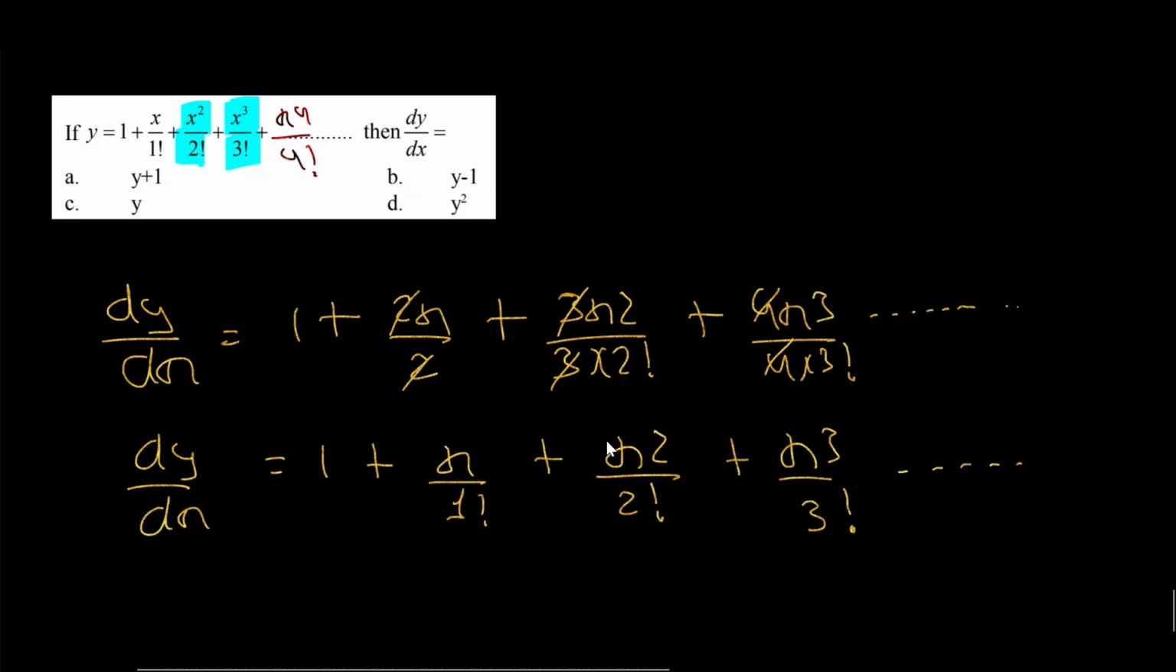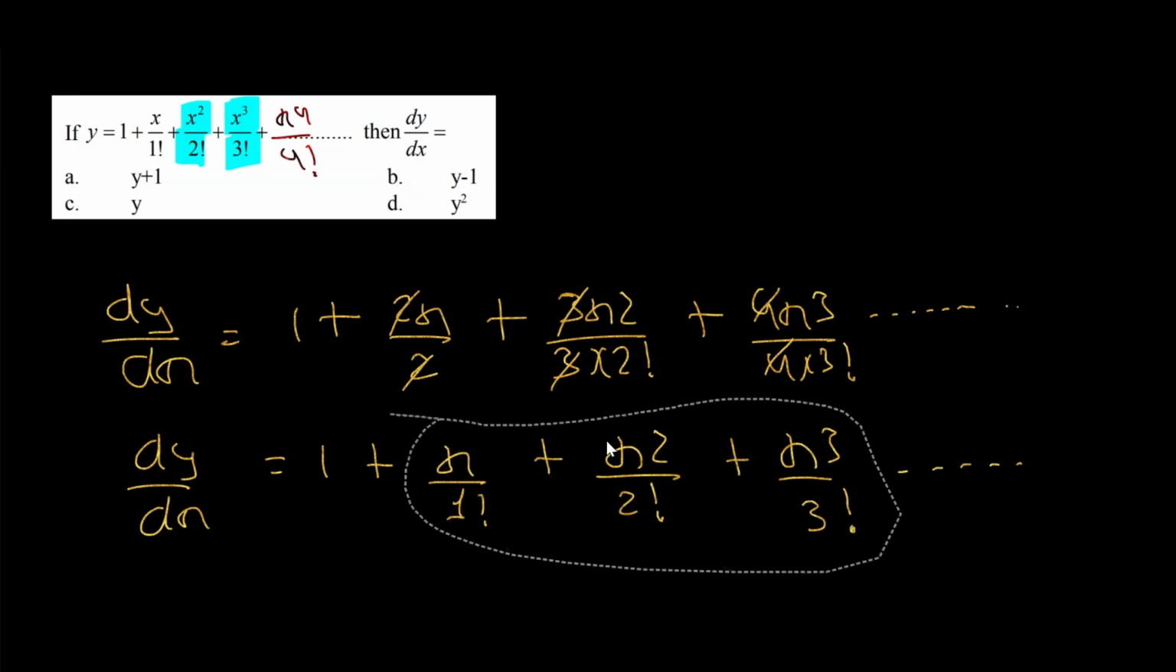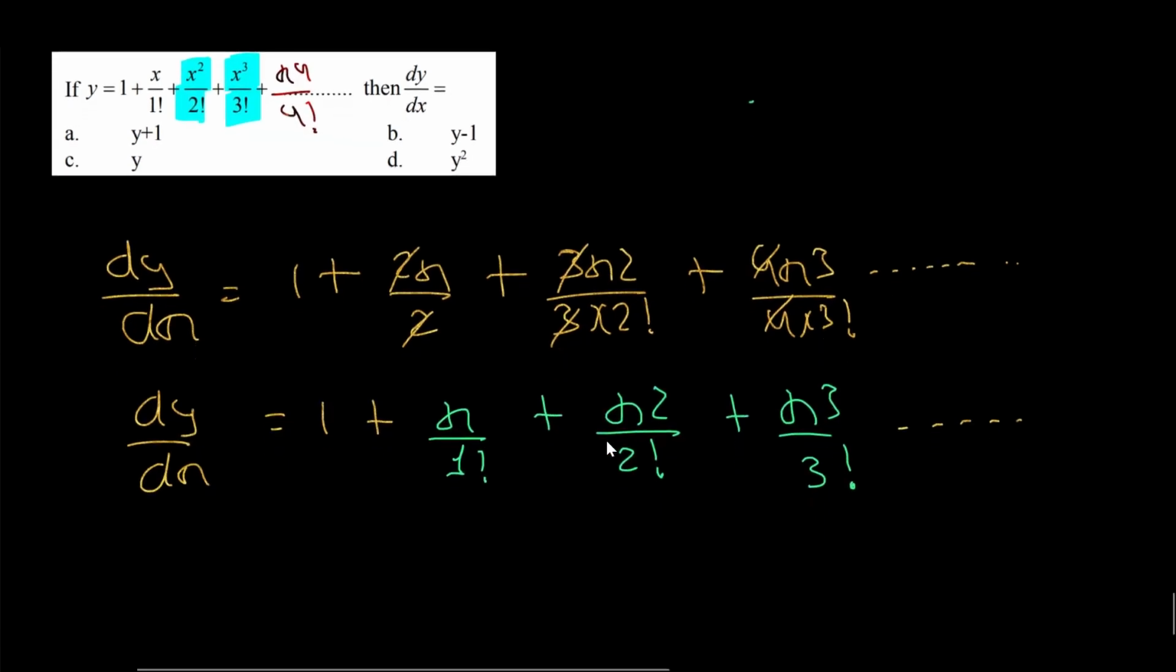Now check from the question, can we say that this is y? This is y, right? So we can say that dy by dx is 1 plus y, or y plus 1, like replacing this with y, and we have a plus 1 over here, right? So from here I can see that the correct answer will be the A part.